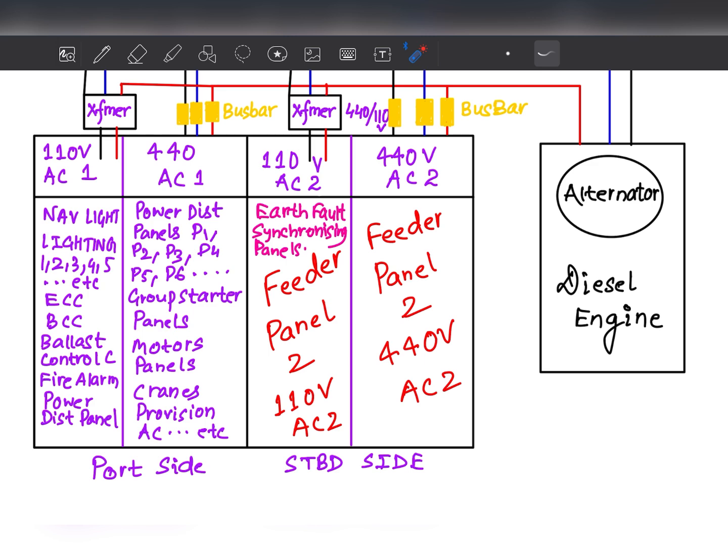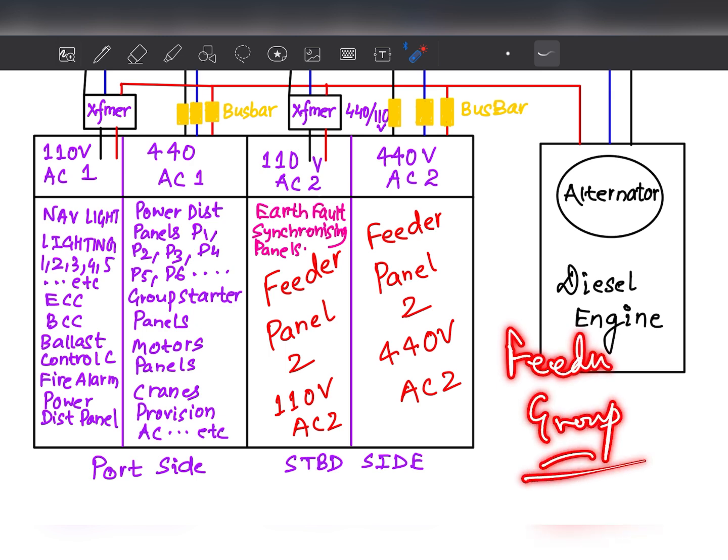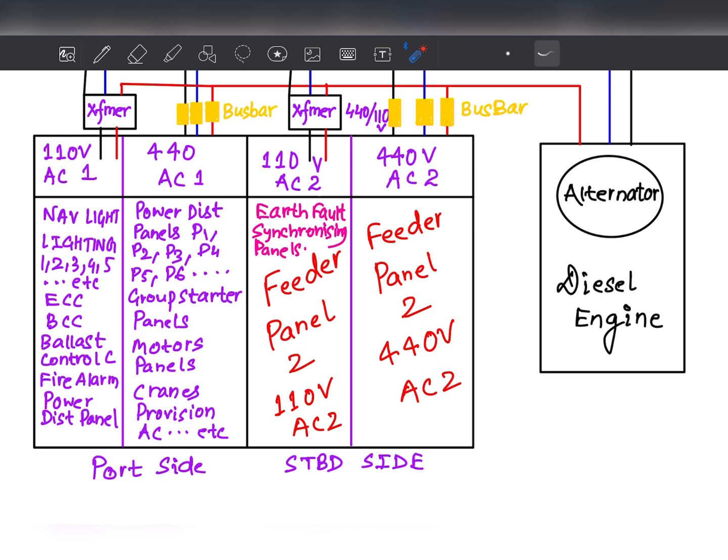And the 110 volt AC side also has different panels: navigation panels, all lighting panels, engine control console, bridge control console, ballast control, fire alarms, and other power distribution panels, also getting power from this low voltage side feeder panel. So now you understand what a feeder panel and a group starter panel are. You can explain it very easily to the surveyor, and in exams also, if somebody asks you. I hope you understand this concept.